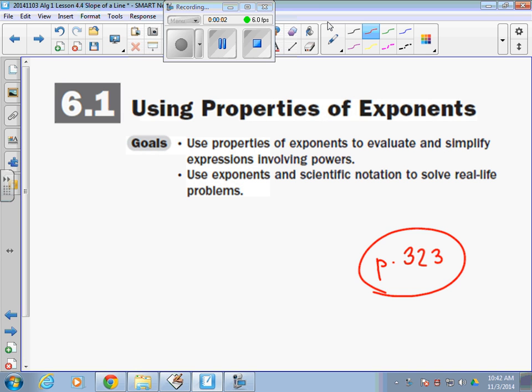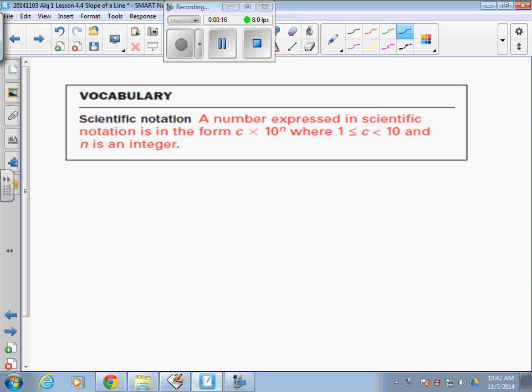All right, this is Algebra 2. Lesson 6.1, we're starting to use properties of exponents and using them to evaluate and simplify expressions involving powers. We're actually going to stay away from the second goal right here. We're not going to fool with scientific notation in this lesson, beginning on page 323.